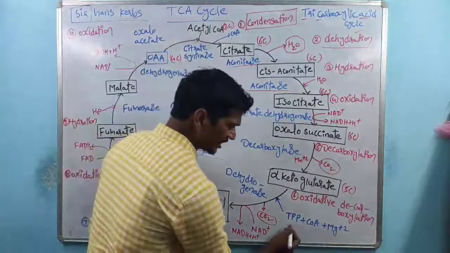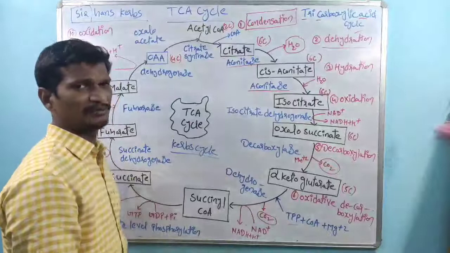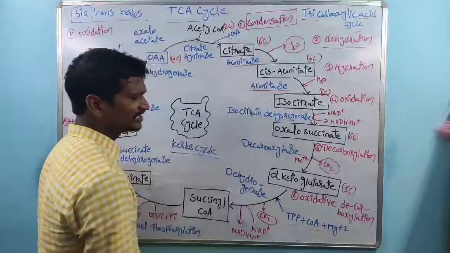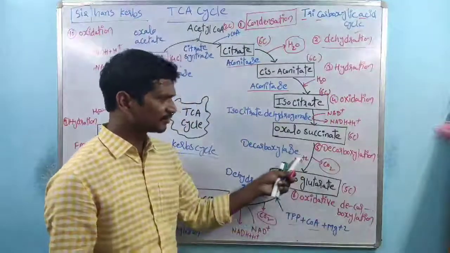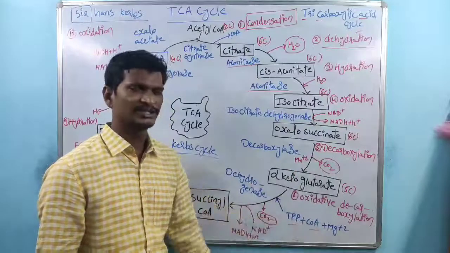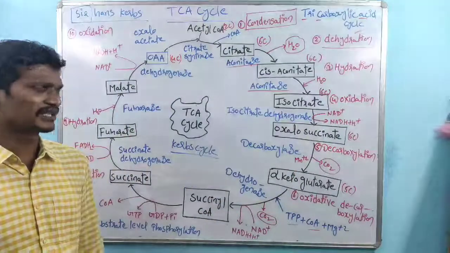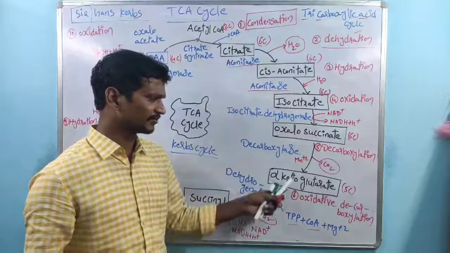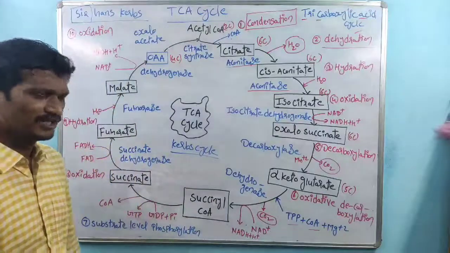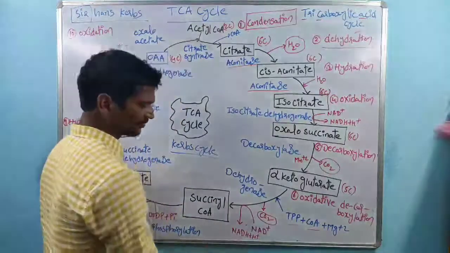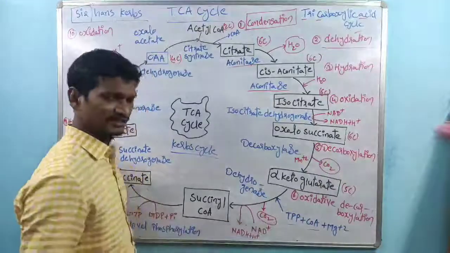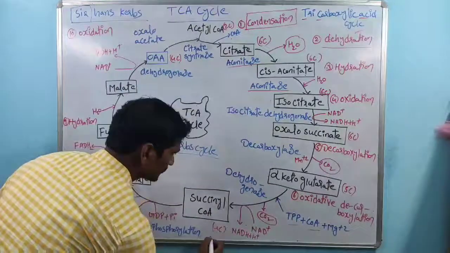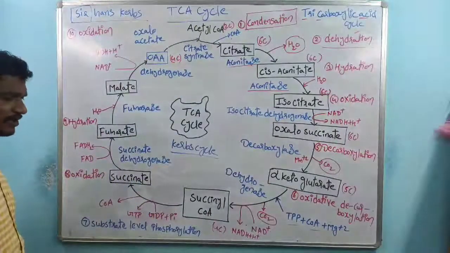So here the requirements are thiamine pyrophosphate, TPP, which is one of the vitamin components, right? And coenzyme A is required, magnesium ions are required. Remember, in this step also magnesium ions are required, because both these enzymes require magnesium ions for the activation of the enzyme. Here NAD is converted into NADH plus H plus, and carbon dioxide is removed, right? So the 5 carbon compound is converted into a 4 carbon compound, right?